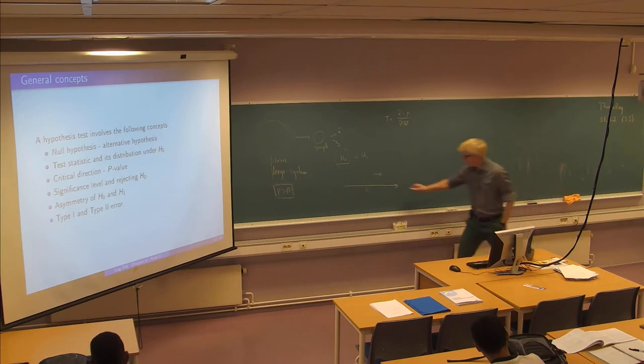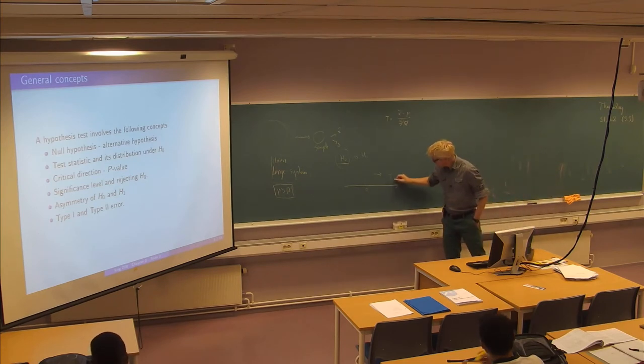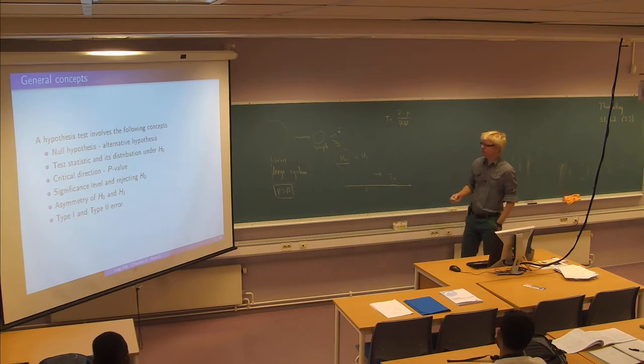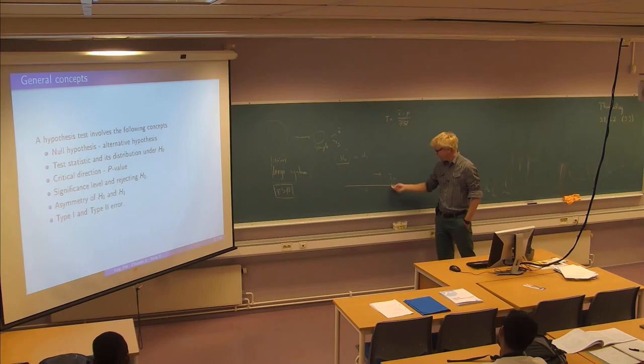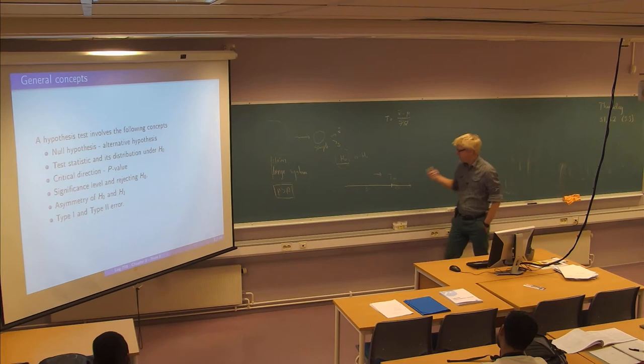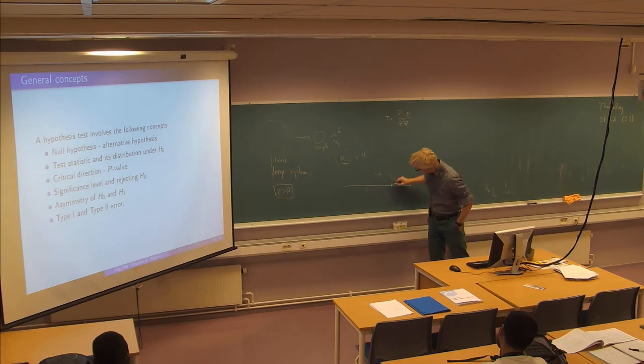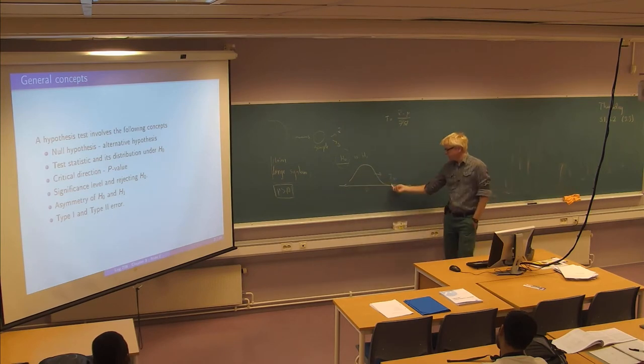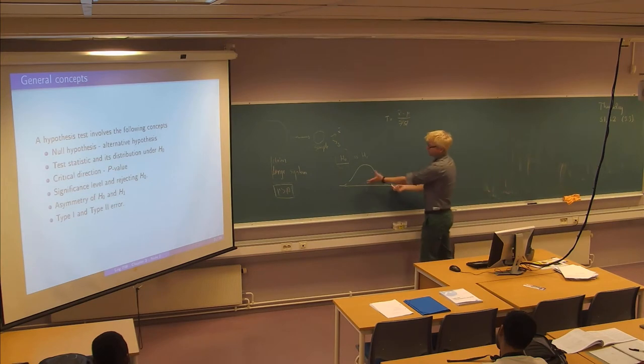And if t observed is here, we define the p-value as the probability of observing what we did or something even more critical. And the p-value then is the probability, right? So the normal distribution sits here, and we judge this observation compared to what would be if H0 is true.